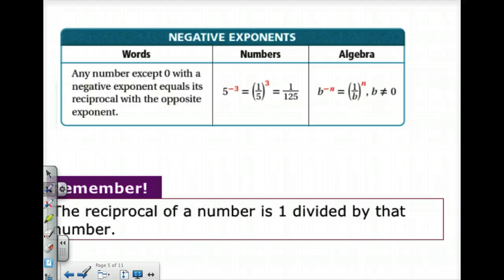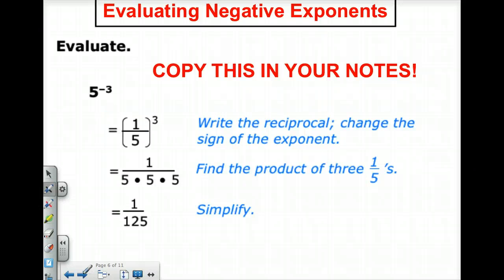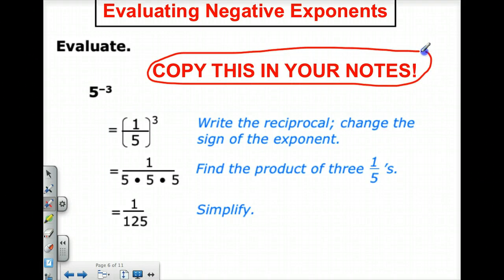Any number except for 0 with a negative exponent equals its reciprocal with the opposite exponent. So remember, reciprocal of a number is 1 divided by that number. What we're going to do is, the first problem has already been worked out for you. Again, I want you to take the time and copy this into your notes. And that means write down the 3 steps.